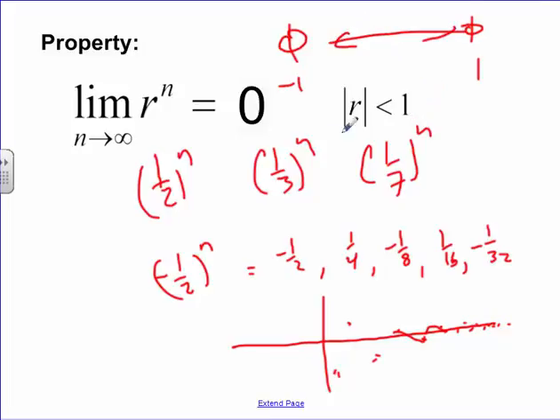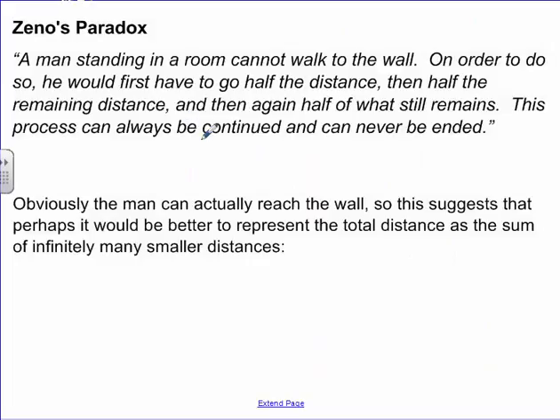There is one more exception as well. If this was 0, then you don't even have a number to work with, so we usually don't bother with that one. So this is actually a famous paradox.